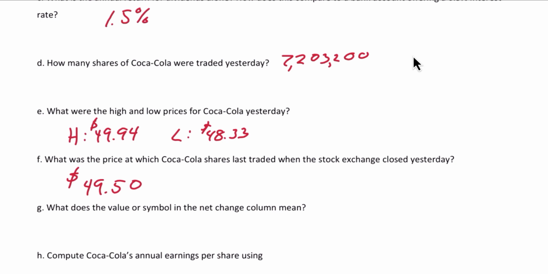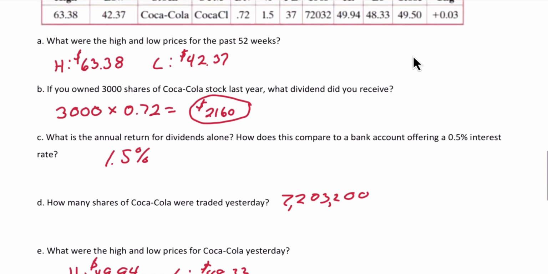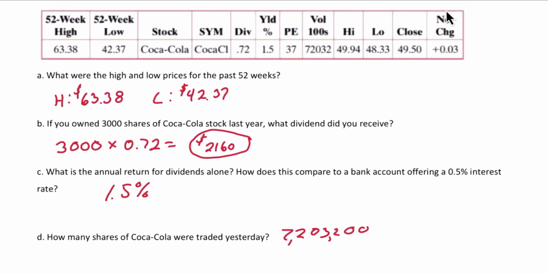What does the value or symbol in the net change column mean? Looking at this column, we can see that it's plus 3 cents. That means it's up 3 cents from yesterday's close.